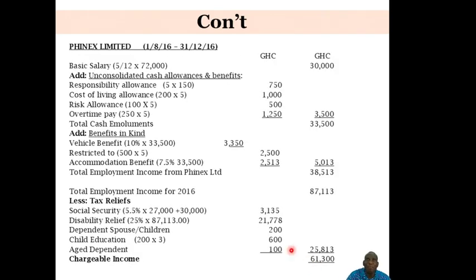Then you go and determine his employment income from the next company, Phoenix. Phoenix, they said he started there from August, which means July he didn't work. Okay, so from August to December, his salary for the whole year was 72,000. August to December is 5 months, so 5 divided by 12 times 72, you get this one. Then you add all the allowances, responsibility, cost of living, risk allowance, overtime, to get a total cash emolument, then his benefits in kind. Remember the other one, I didn't bring the accommodation benefit because he was working on the mine site. But now, sometimes you can tell the examiner this.